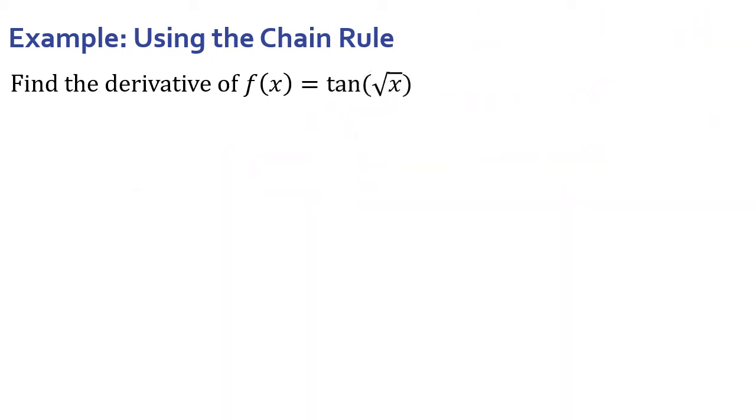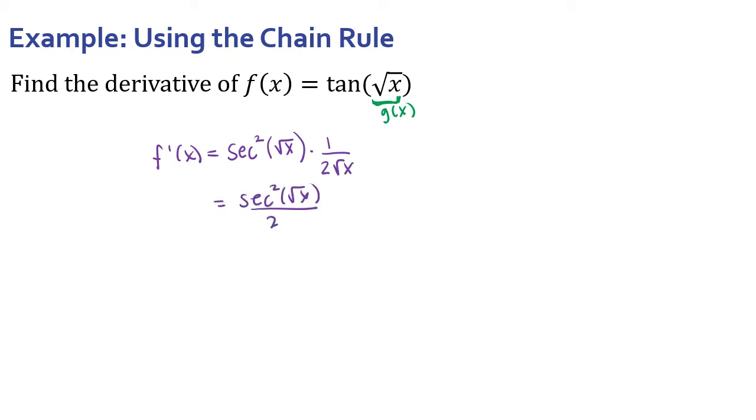So let's look at another one. So here we'd say our inside function, so our g of x function is the square root of x. Our outside function is the tangent of x. Okay, so if I were to find this derivative, it's the derivative of the outside function, which is secant squared with respect to the inside, times the derivative of the inside function, which is 1 over 2 root x. So this would be secant squared root x all over 2 root x.